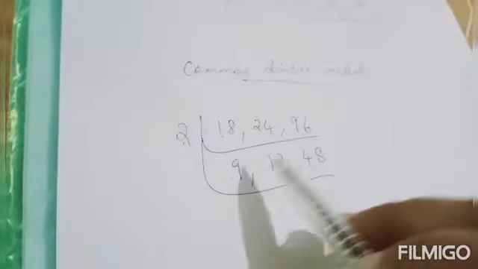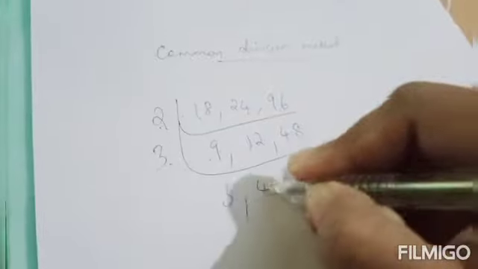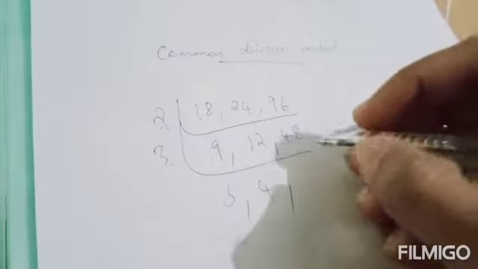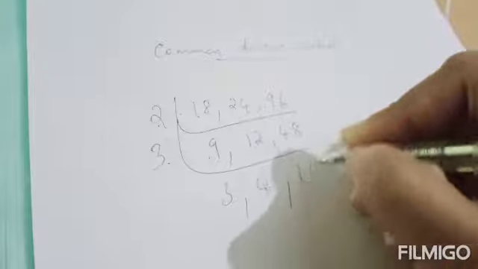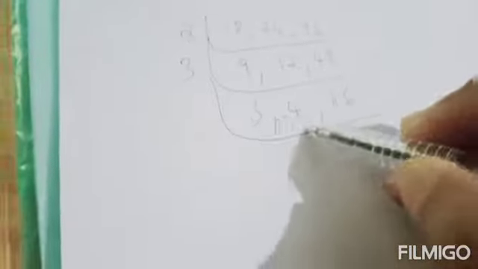Now 9, 12 and 48 you can divide by 3. So 9 by 3 is 3, 12 by 3 is 4, 48 by 3 is 16. Now here 3, 4, 16. You can't find a number with which you can divide all three numbers.